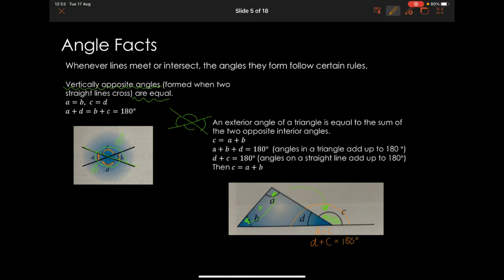So just the extra rule is an exterior angle of a triangle is equal to the sum of the two opposite interior angles. That just means that these two added together make this one here, this C. I'm just giving you that extra rule just because.